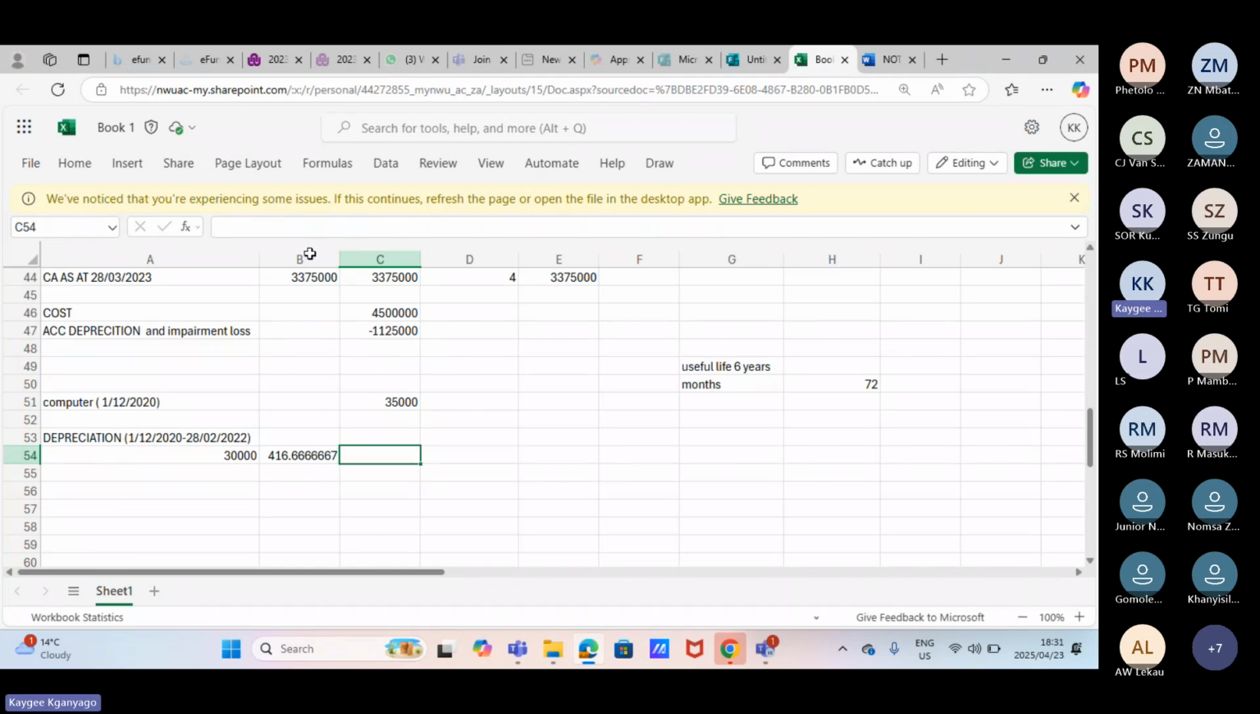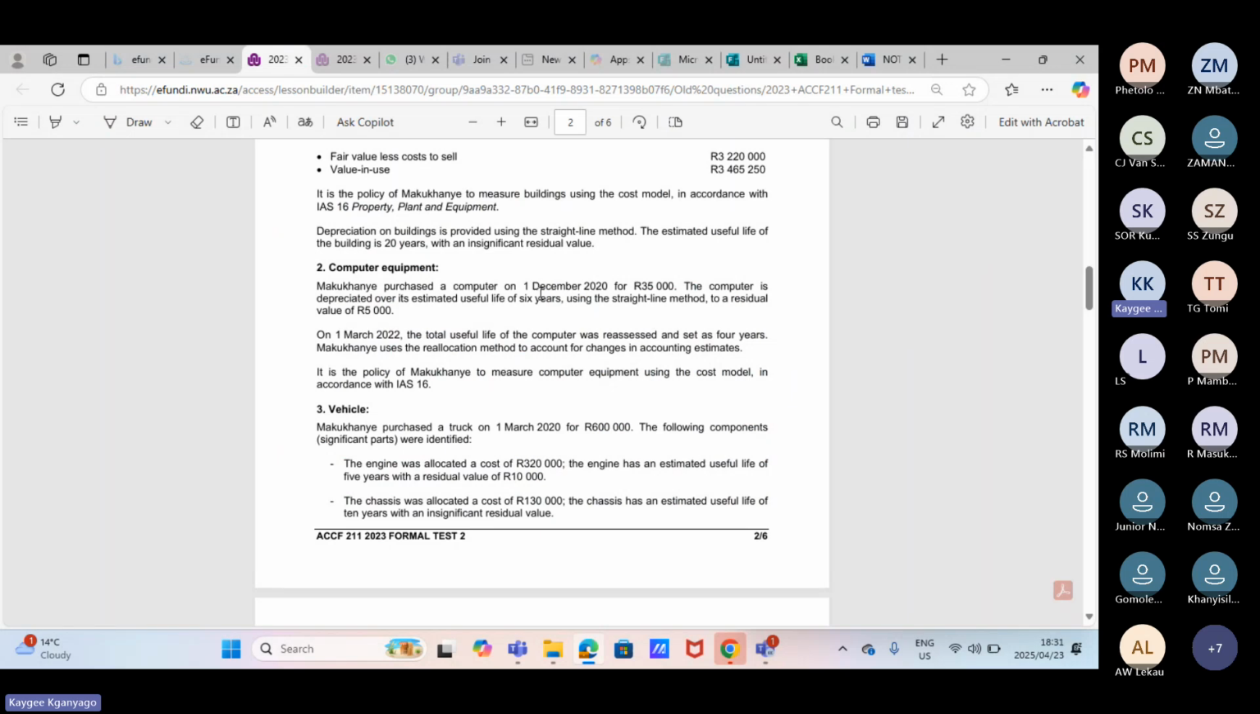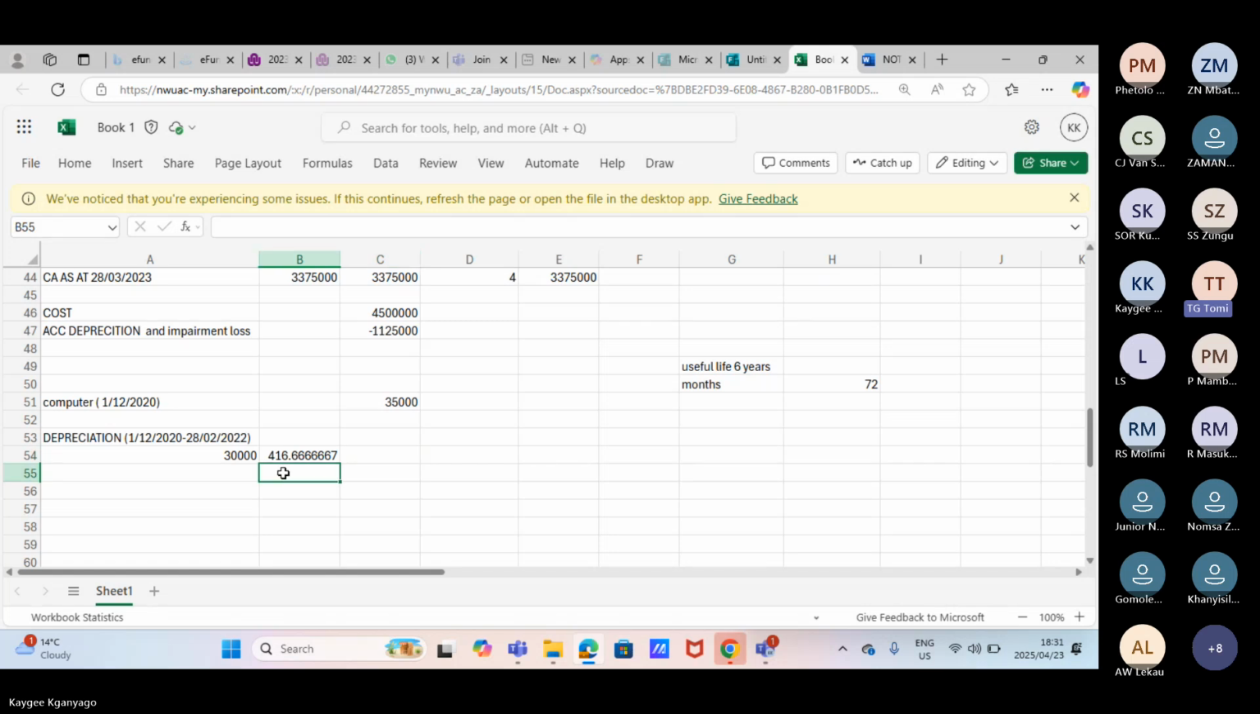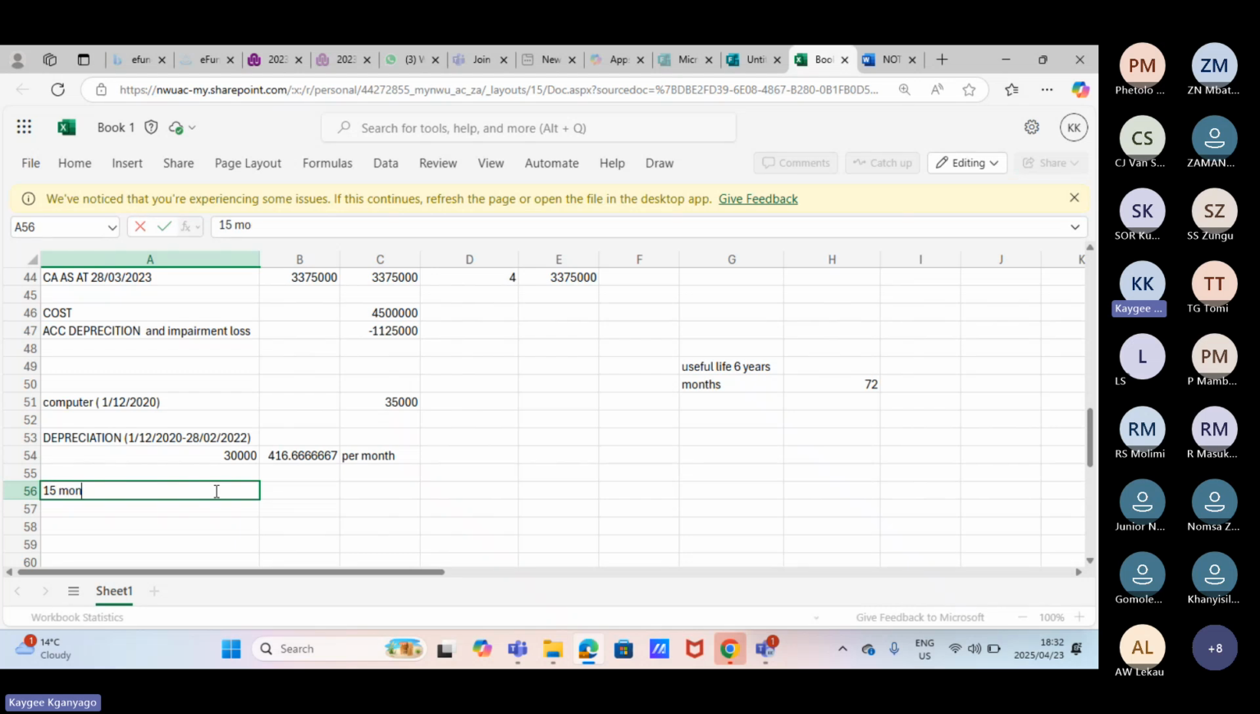Now we're going to look for how many months from the 1st of December 2020 until 28 February 2022. How many months is that? So you're saying from when the asset was bought until 1 March 2022? Yes. I think it's 15 months. Yeah, because it's 3 months from December until February, and then 12 months from 2021 until 2022. So it means 15 months used, and I'm now looking for that depreciation.